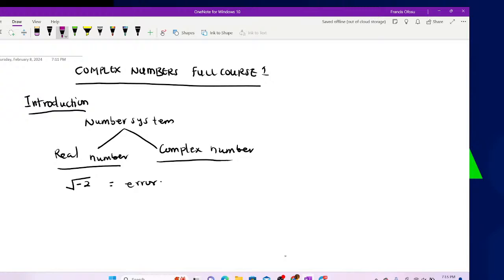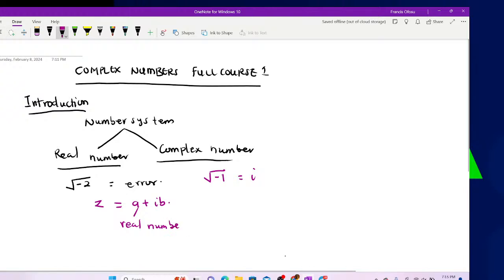So that is what we started with, the square root of negative 1, to give us i, right? Now, generally, a complex number is represented as z and is equal to a plus ib. a is the real part of the complex number. b is what we call the imaginary part. Then i is what we call the complex operator.